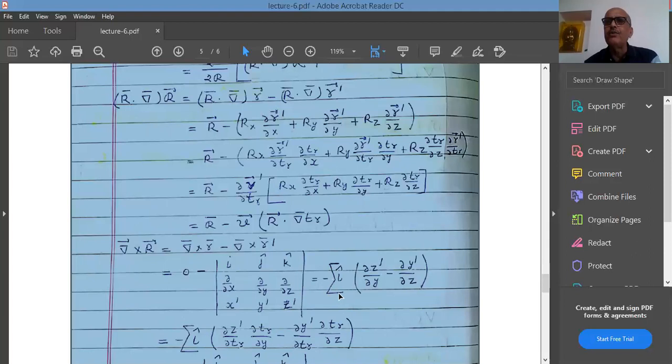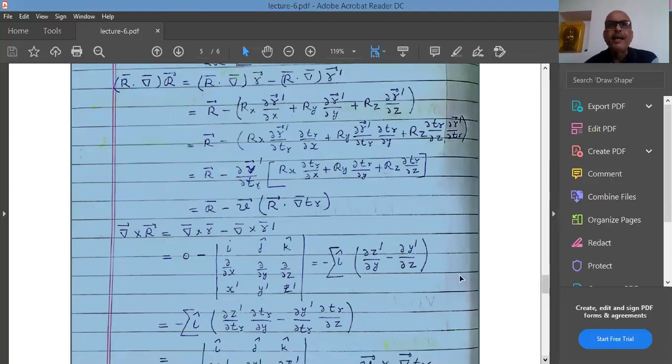That means we can write down the similar three terms, similar to other terms, for the y and z coordinates also. So for i cap, it is del z' over del y minus del y' over del z. What we have to do here, again similar to this, is write this as del z' over del t_r and then del t_r over del y. Similarly here, del y' over del t_r and del t_r over del z.